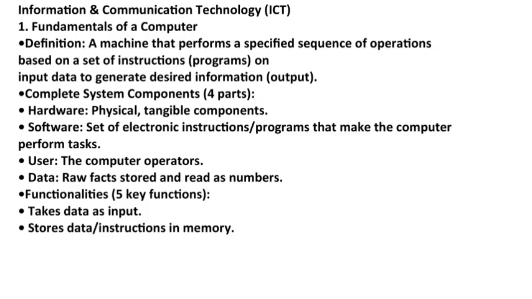Information and Communication Technology, ICT, 1. Fundamentals of a computer. Definition: a machine that performs a specified sequence of operations based on a set of instructions, programs, on input data to generate desired information, output. Complete system components: 4 parts. Hardware: physical, tangible components. Software: set of electronic instructions/programs that make the computer perform tasks. User: the computer operators. Data: raw facts stored and read as numbers.